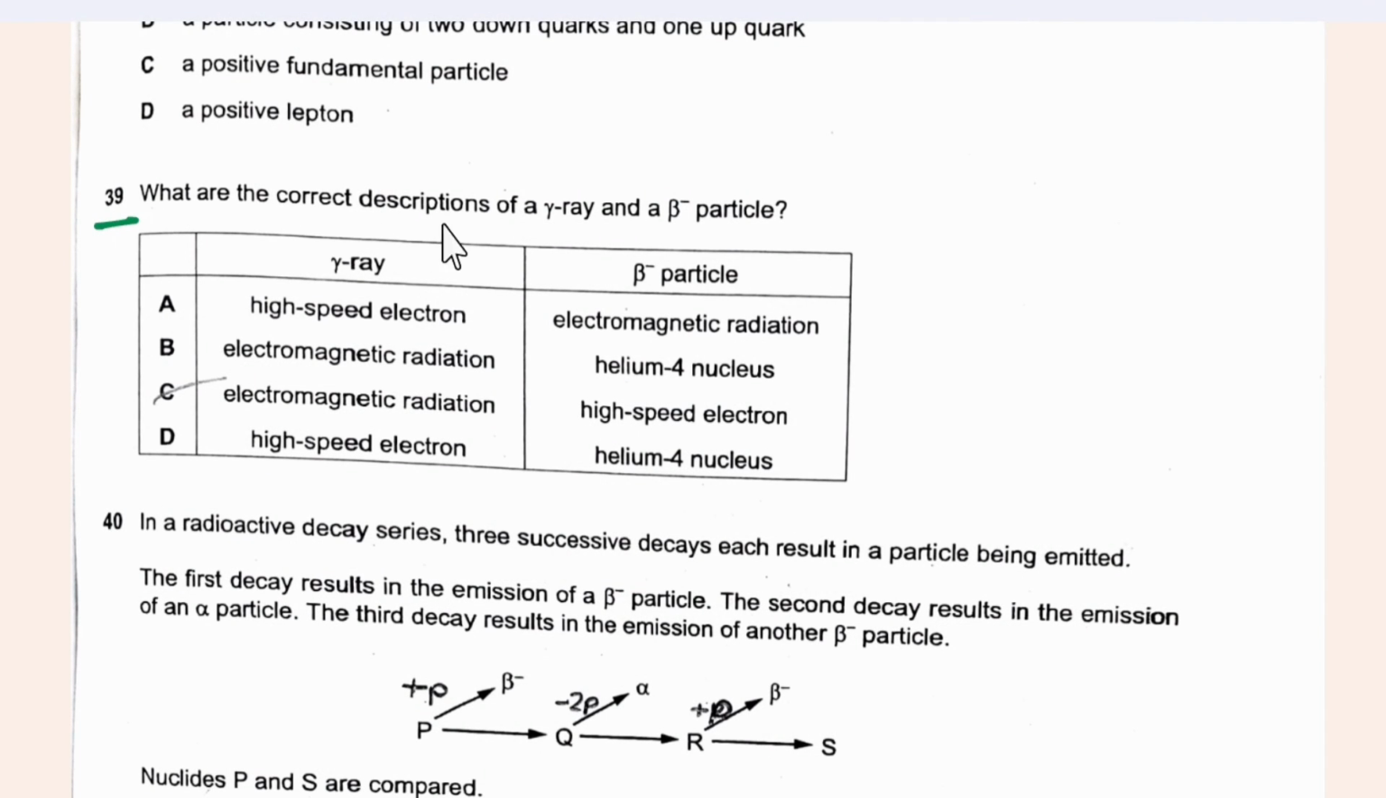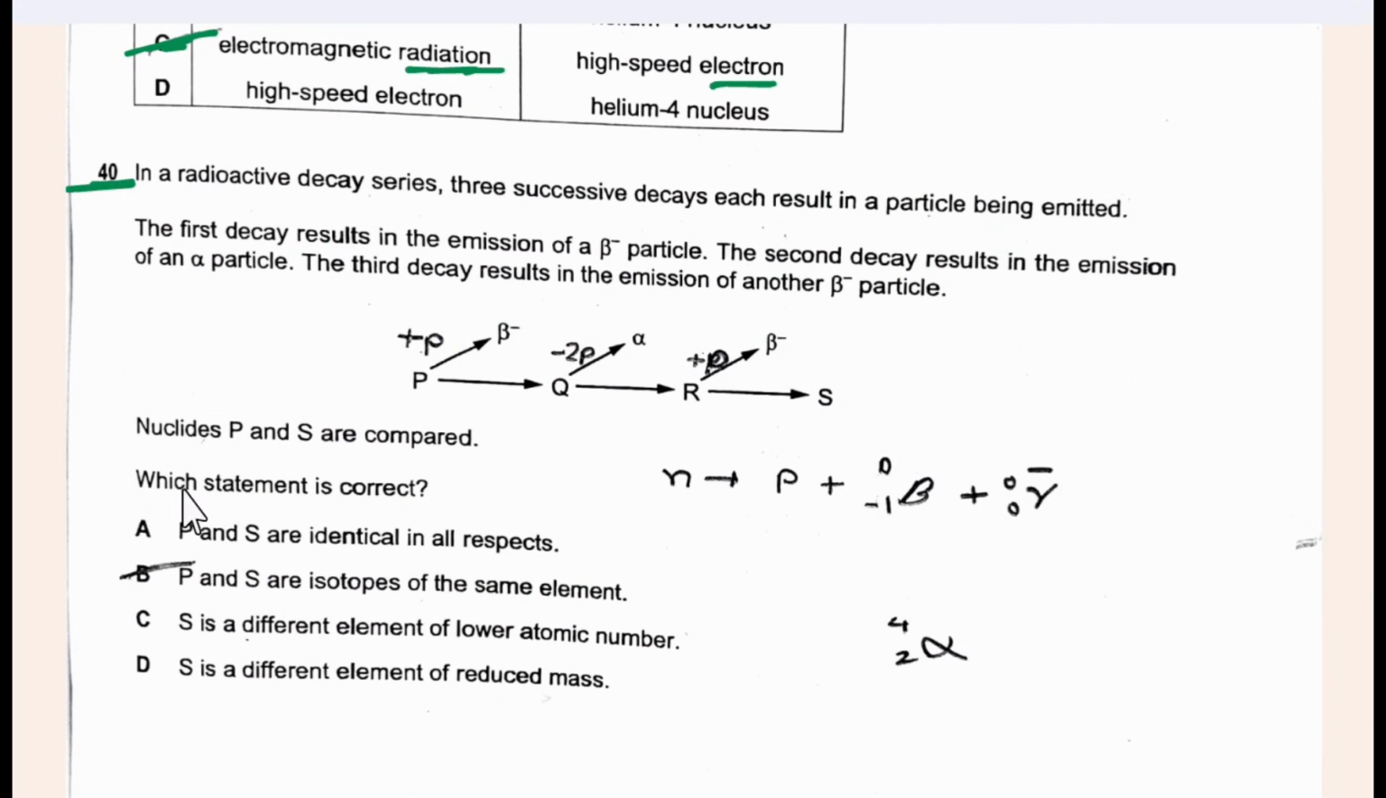39. What is the correct description of gamma ray and beta minus particle? Gamma ray is basically electromagnetic radiation, and beta minus particle is a high speed electron. Since beta minus particle is considered an electron, it is a high speed electron, so the answer should be C.